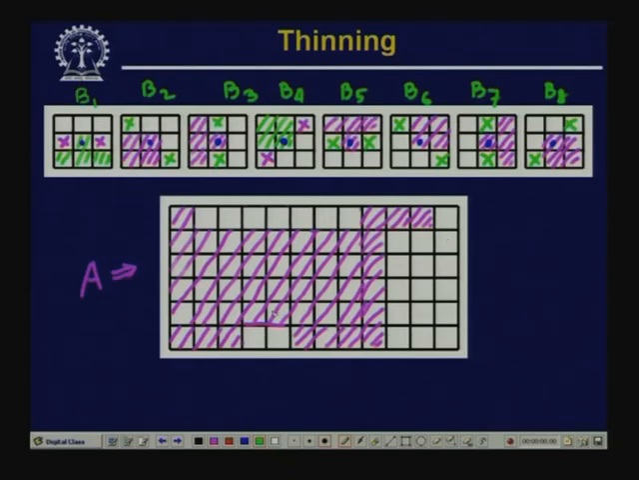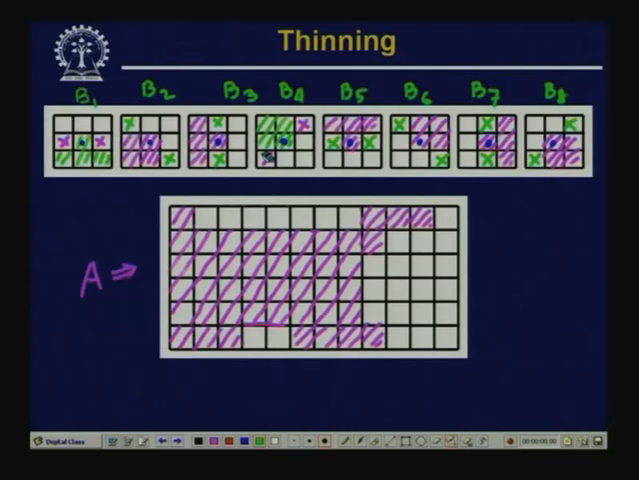Now, if I try to thin this with the structuring element B2, you find that B2 does not fit anywhere within this particular set. Try to thin with structuring element B3, and the points that we can remove are only these points. This is one point, this is one point, and this is the other point. These are the three points where B3 gives a match. So we remove these points from the point set, and at the end of the operation, this is our intermediate thinned output.